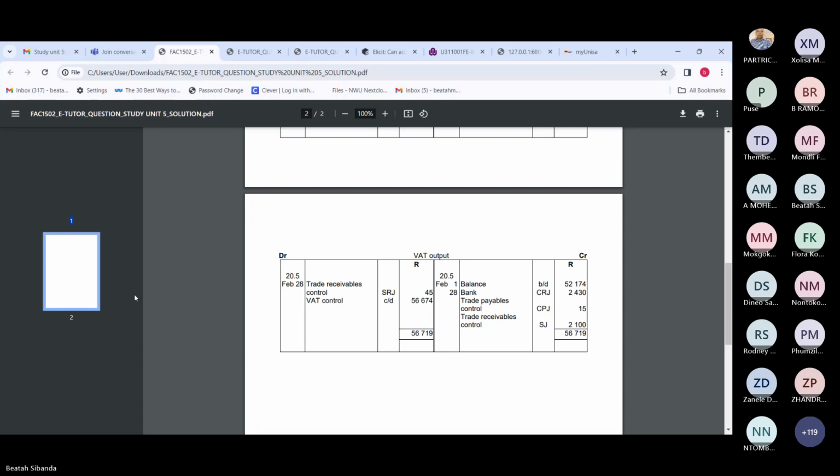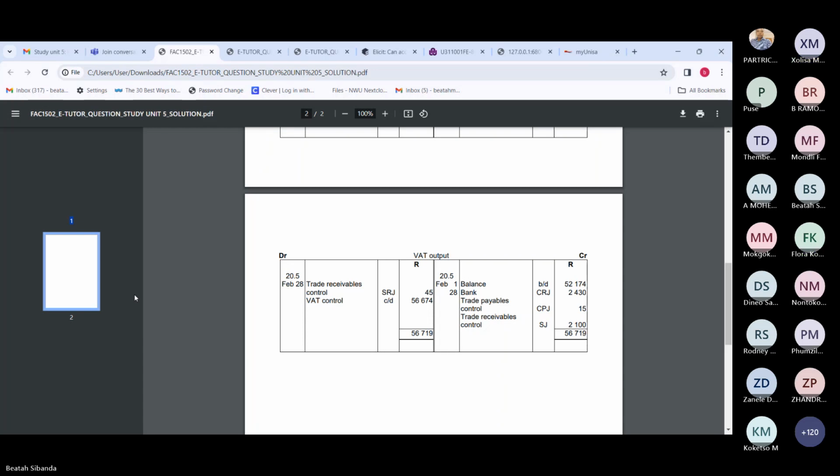Sorry, sir, can you just repeat that again, please? Okay, which one? The part about the VAT control carried down? Yes, the part about the VAT control carried down. Can you just repeat that, please? So what I'm saying is that, remember, this is a liability account. We owe this money to SARS, the receiver of revenue. We have to pay this output VAT, right?